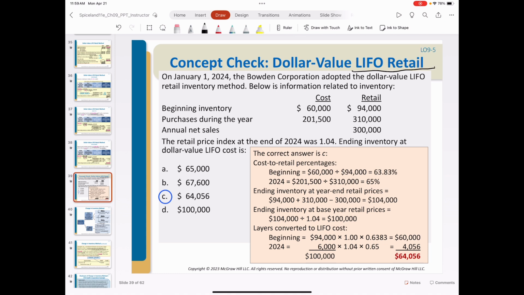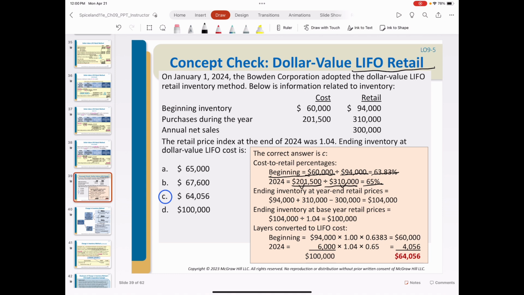We need to have two cost retail percentages. One is for the beginning inventory. The cost of beginning inventory divided by retail value of beginning inventory, 63.83%. And then we use the purchase, the cost of purchase scaled by the retail value of purchase, 65. There are no net markups and net markdowns, so it's easier.